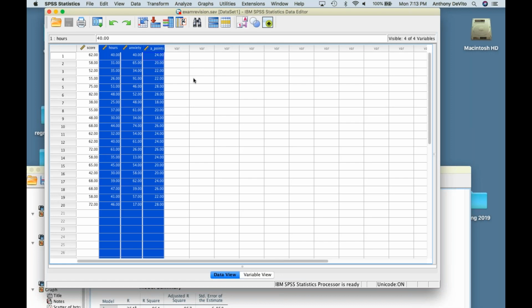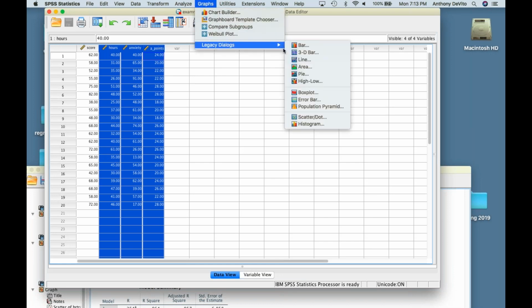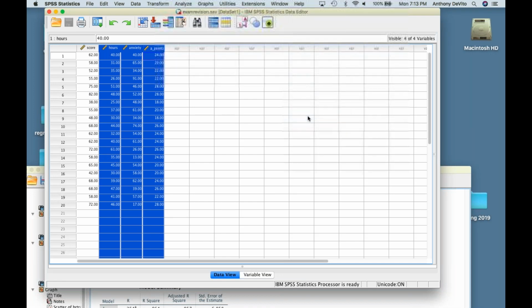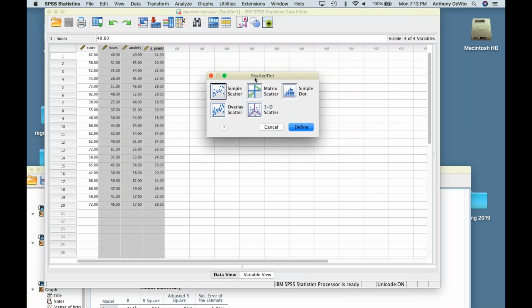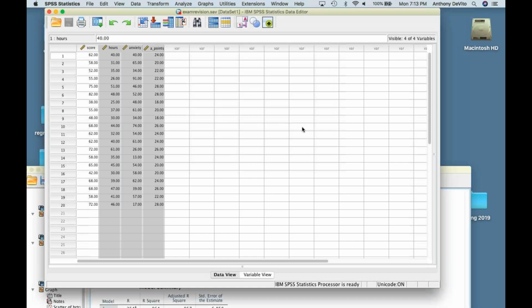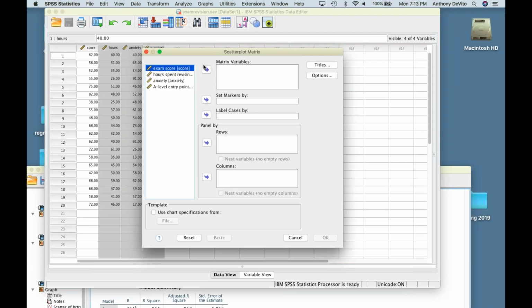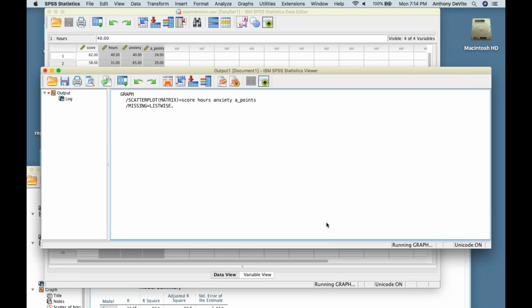Well, gee, this is going to be interesting. Let's see if there are correlations involved here and how strong these correlations are. How did we do that before? First thing we did was look at scatterplots. Well, you want to know something? Now I'm going to have to do a scatterplot for score and hours and anxiety, and it's going to have a bunch of scatterplots. Well, why don't we just select a matrix scatter and tell it that we want to compare all of these variables for correlations. Let's see how that works.